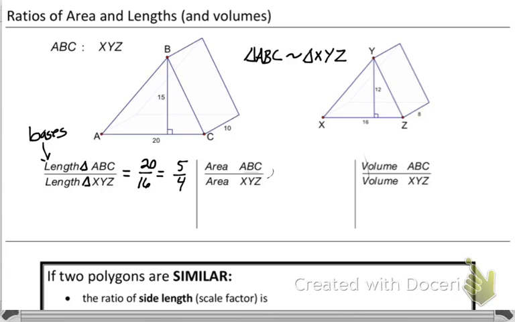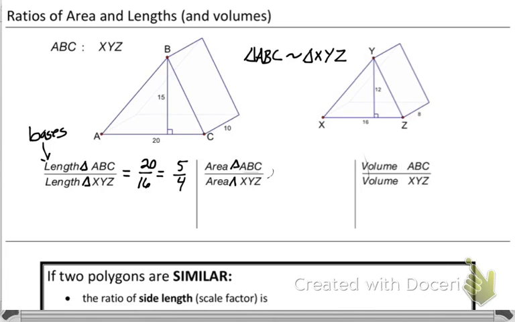What about their heights? Would that still have the ratio of 5 to 4? Because their heights would be 15 over 12, so it's also a ratio of 5 to 4. In fact, every one of their parts, that's what it means to be similar, is that every part's going to have the same ratio. So if I figured out the length of AB, we would know the length of XY because it has to have that ratio of 5 to 4. Let's see how that relates to area.